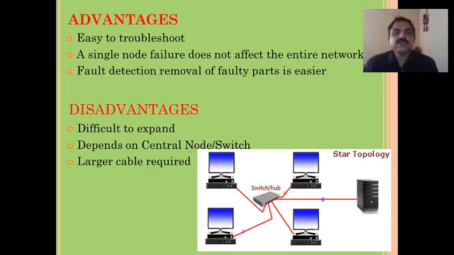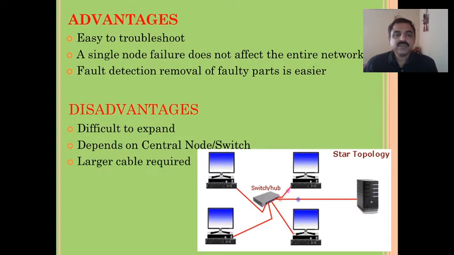Easy to troubleshoot. That means if any system has a problem, we need to check only the cable which comes from the switch to the particular system. So it is easy to troubleshoot. A single node failure does not affect the entire network. That means if any one of the nodes has a problem, it will not affect the other systems. Fault detection and removal of faulty parts are easier in this type of network.